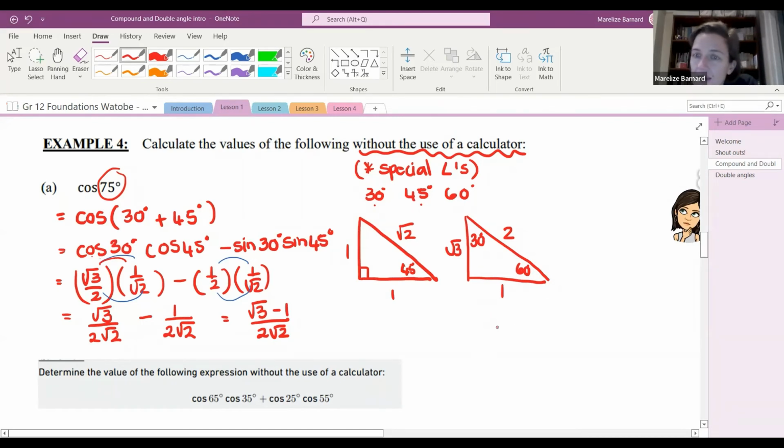Let's see in the chat, because this is a popular question where they give you an angle and you have to use compound angles and special angles to write the angle as a compound angle. Just put an emoji in the chat, thumbs up, thumbs down. How are we doing with this question?